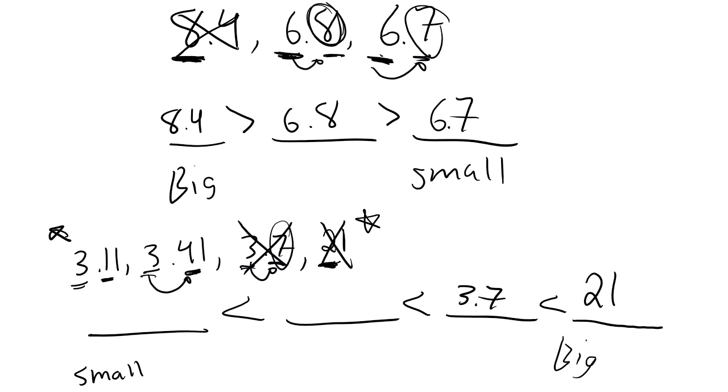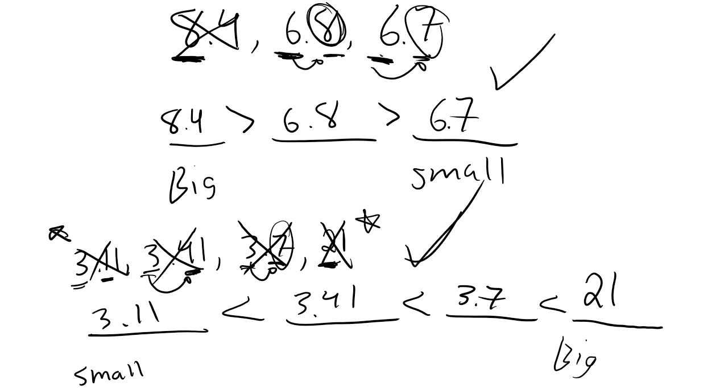Now we just compare these two. Well, 4 and 1. So it is that simple. 3.11 is the smallest. And we are now done. Woohoo! It's like a nice check mark.